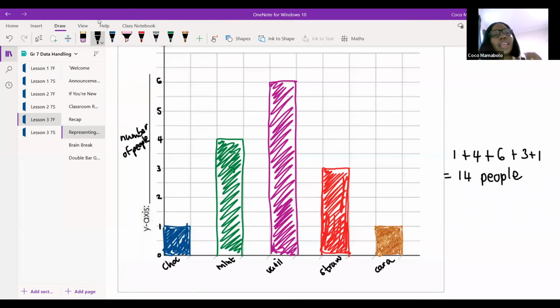All right. Can I get a thumbs up, thumbs down? Do we understand how to read a bar graph?